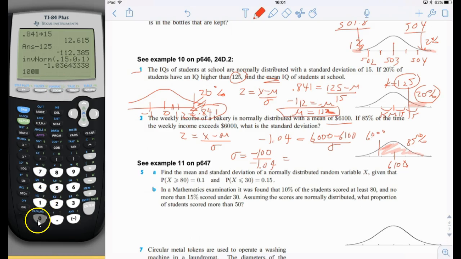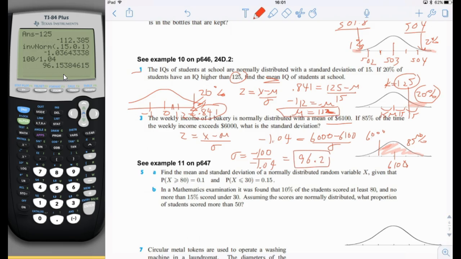Go through the algebra slowly, and you'll see that this is fine. 100 divided by 1.04 equals 96.2. So the standard deviation is 96.2.